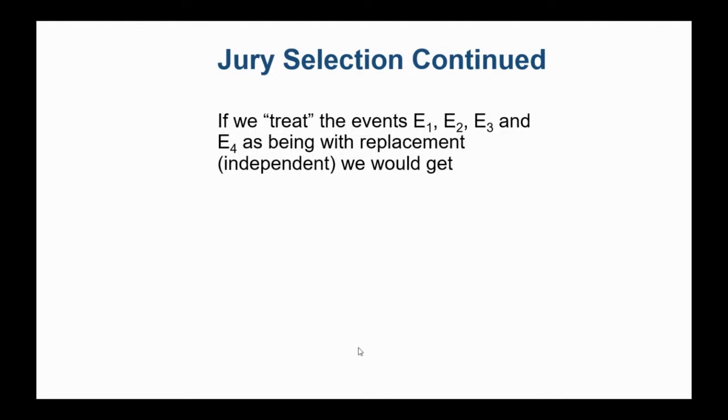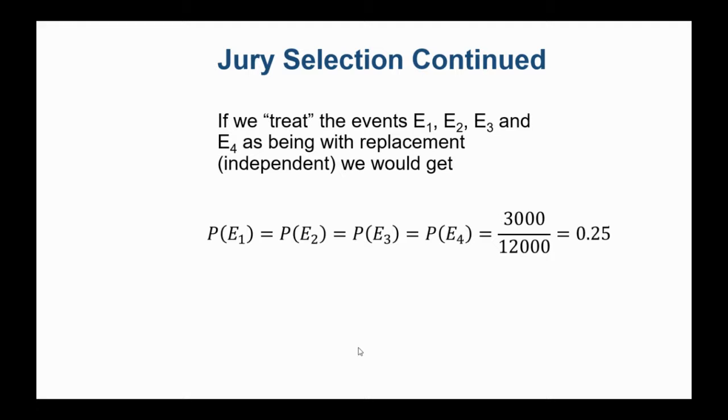Okay. Let's just suppose that we're going to replace them. If we treat the events as being replaced, so we're going to do them independently, then what would the probability be for each one? 3,000 over 12,000. If we replace them, every time it would be 3,000 over 12,000, which is essentially 1/4.